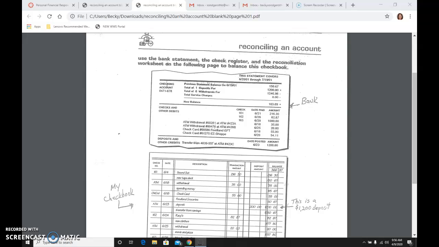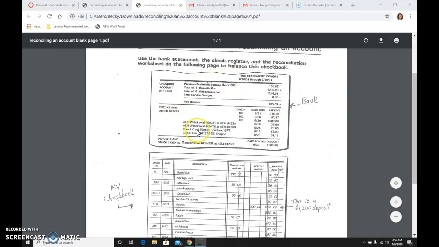Reconciling an account is really important to make sure that your checkbook and the bank statement agree. I'm going to give you a few hints on completing this worksheet. Let's start by noticing that this is the bank statement, and it has the previous balance on it, and then it has the activity on it as well, a deposit, and these withdrawals and checks that they had. So keep that in mind.